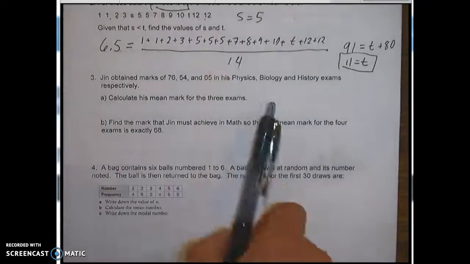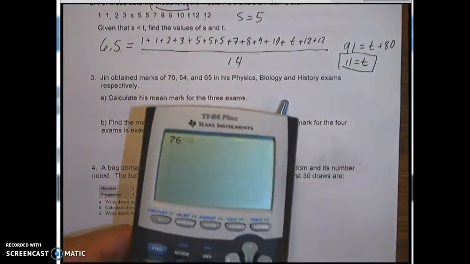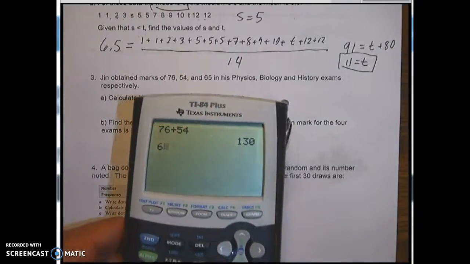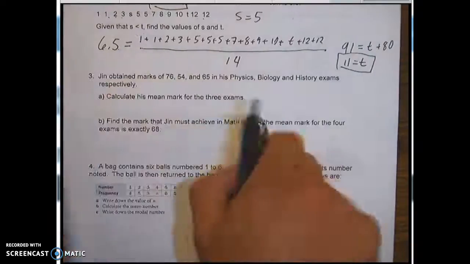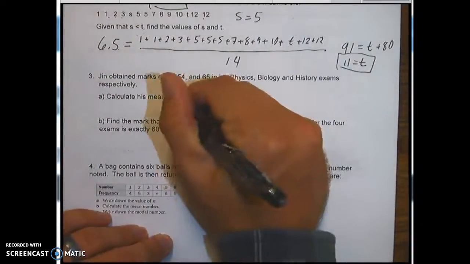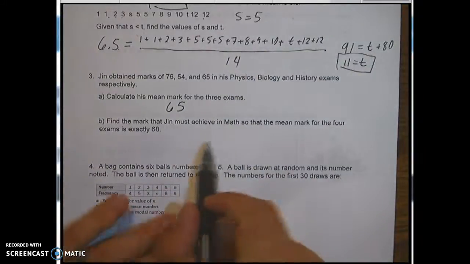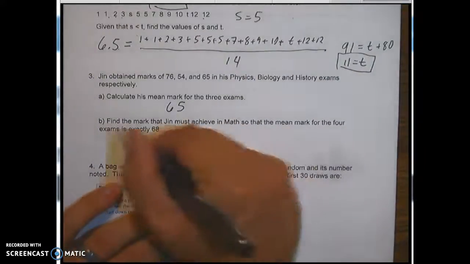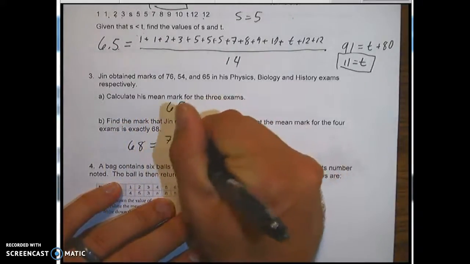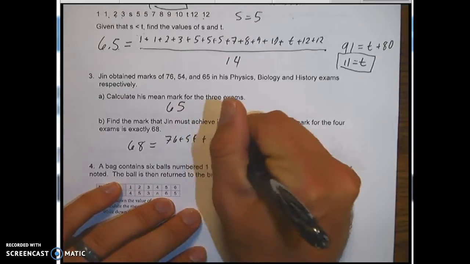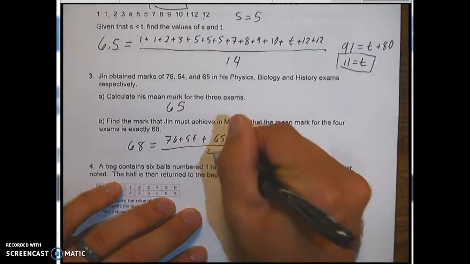So that's what, same sort of thing here. Part A, calculate the mean. Well, we can just do that real quick. 76 plus 54 plus 65, all that divided by 3. He's got a 65 average right there. And what's he have to get to make it exactly a 68? Okay, well, 68 equals 76 plus 54 plus 65 plus, let's call it x, divided by 4.